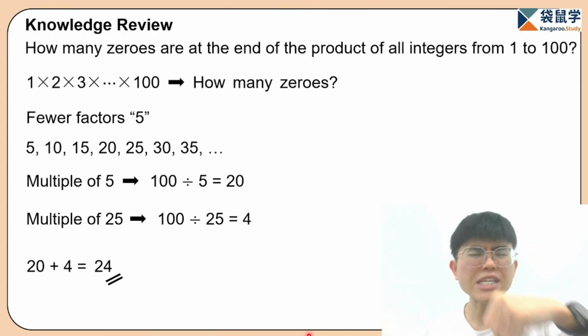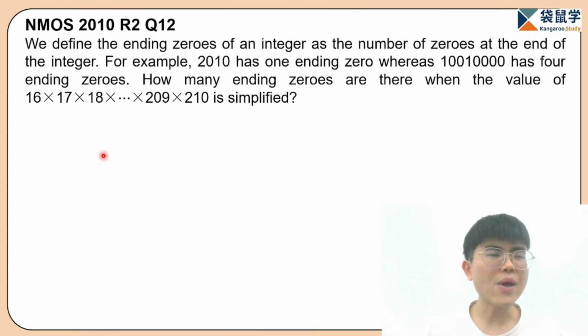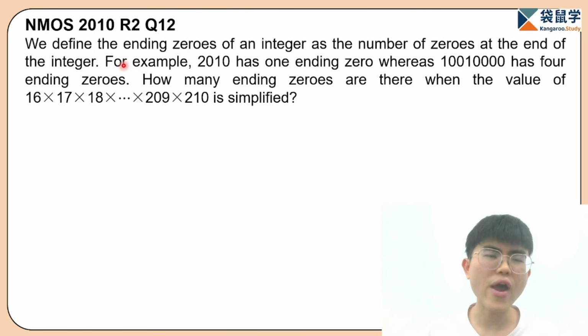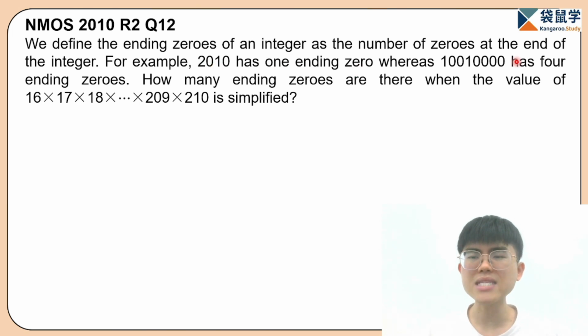Okay, everyone. Now let's go back to our question. So we said that we define the ending 0 of an integer as the number of 0 at the end of the integer. For example, 2010 has 1 ending 0, whereas this number has 4 ending 0: 1, 2, 3, 4. How many ending 0 are there when the value from 16 multiplied until 210 is simplified?